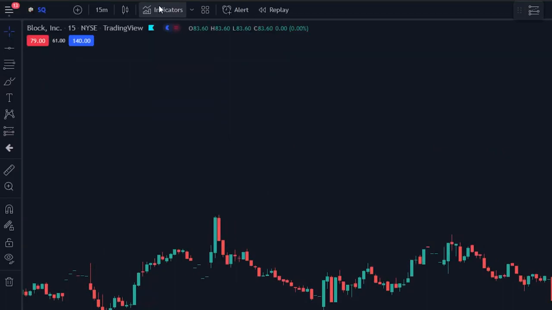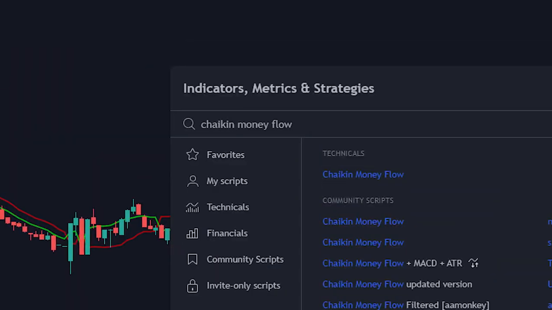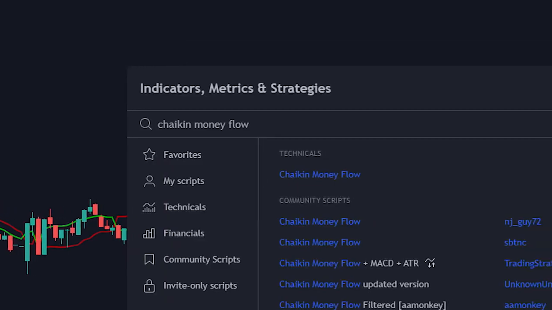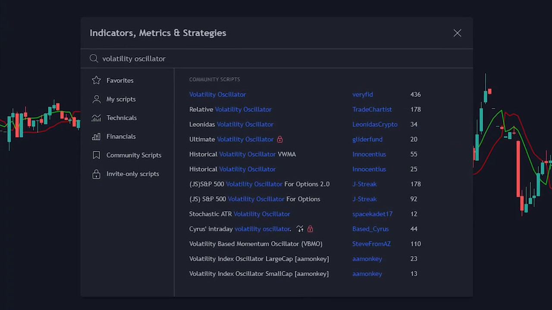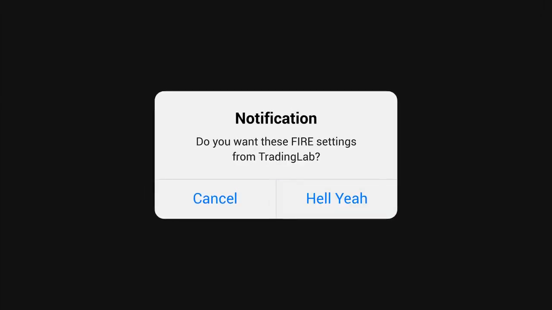First, you're going to want to go to the Indicators tab, type in SSL channel, and add this one right here. The second indicator is the Chaikin Money Flow indicator. Then the third and final indicator is a volatility oscillator. So now that we have all the indicators added, let's change the settings a bit.